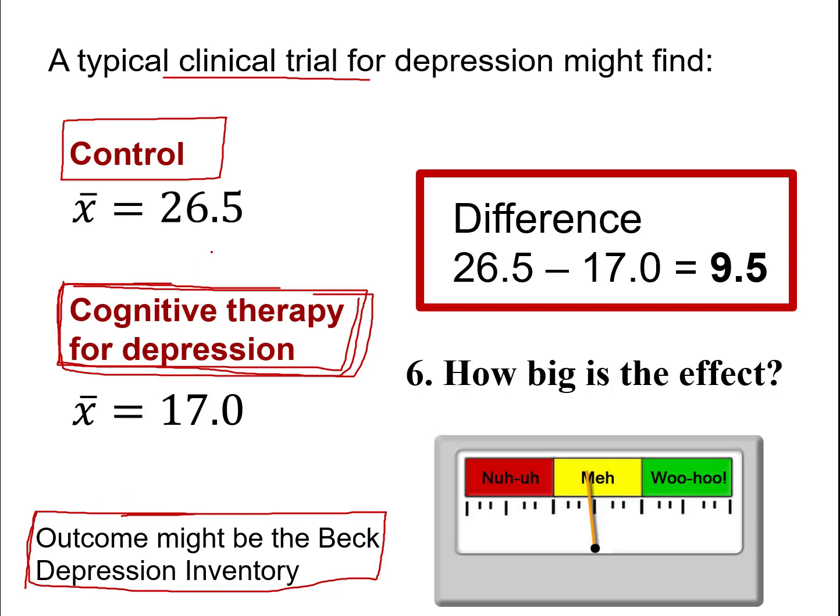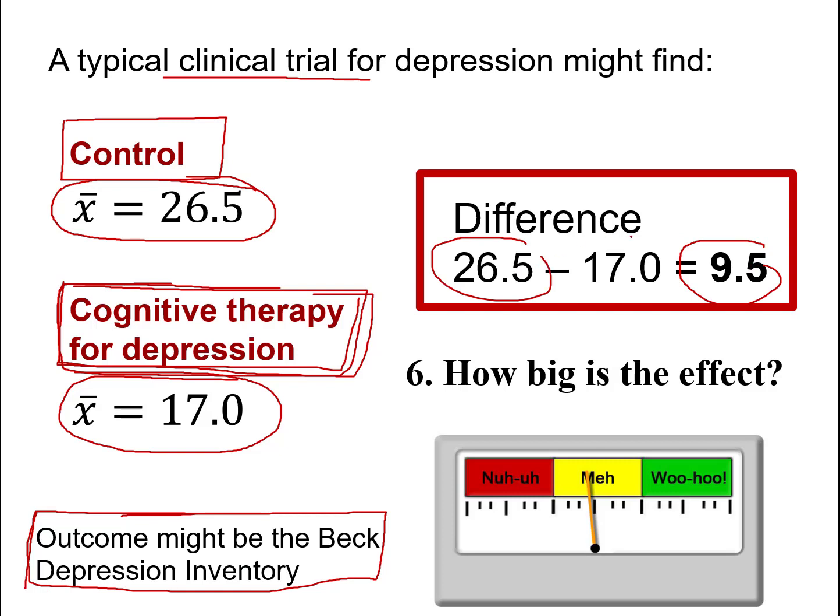So say we do our study, and after our study, the control group, their mean on the Beck Depression Inventory, X bar for the control group, is 26.5, and the mean for the treatment group is 17.0. And there's actually been several studies looking at cognitive therapy for depression. And if you did a study, this is actually typical of what these studies have often found. They've often found means in the range of what I'm showing you right here on the page now. And so the difference between these two groups is almost 10 points, 9.5 points. That is 26.5 minus 17.0. That's a 9.5 difference between the two groups.